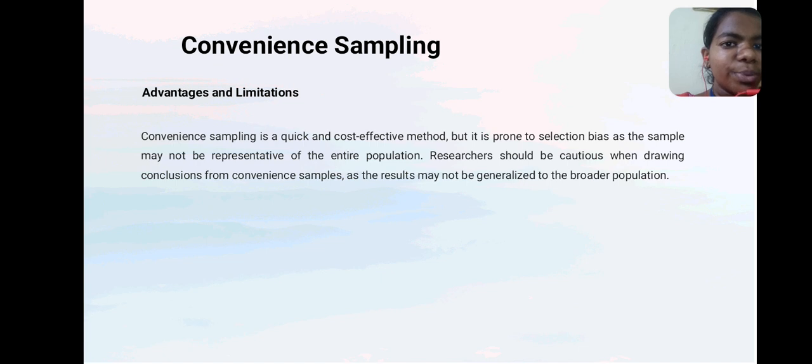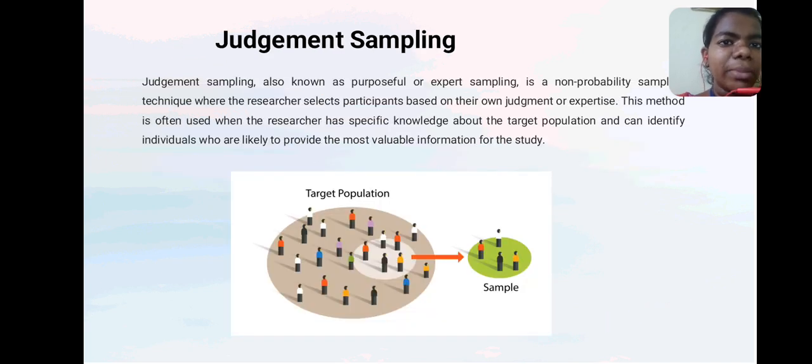Researchers should be cautious when drawing conclusions from convenience sampling as the results may not be generalized to the broader population. And the next is judgment sampling. Judgment sampling is also known as purposive or expert sampling. It's a non-probability sampling technique where the researcher selects participants based on their own judgment or expertise. This method is often used when the researcher has specific knowledge about the target population and can identify individuals who are likely to provide the most valuable information for the study.